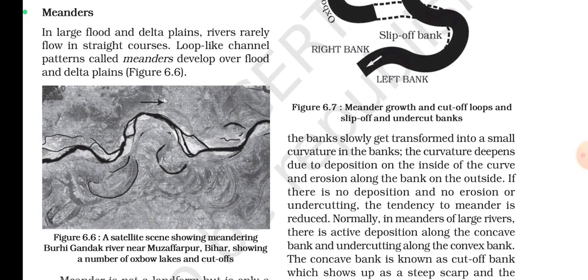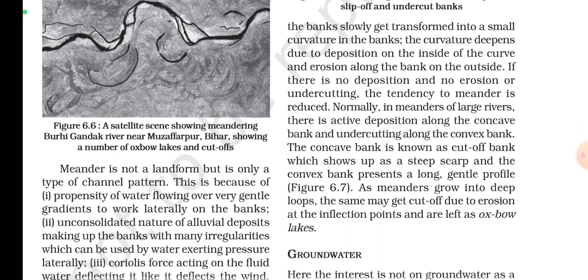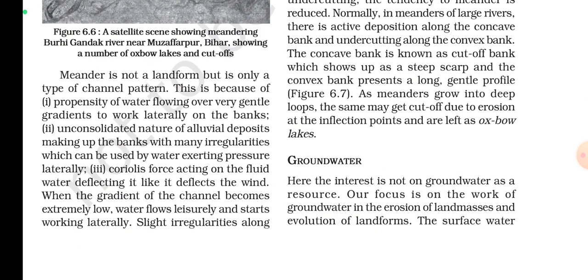Okay, meanders in large flood and delta plains. Rivers rarely flow in straight courses. Loop-like channel patterns called meanders develop over flood and delta plains. Meander is not a landform but is only a type of channel pattern.